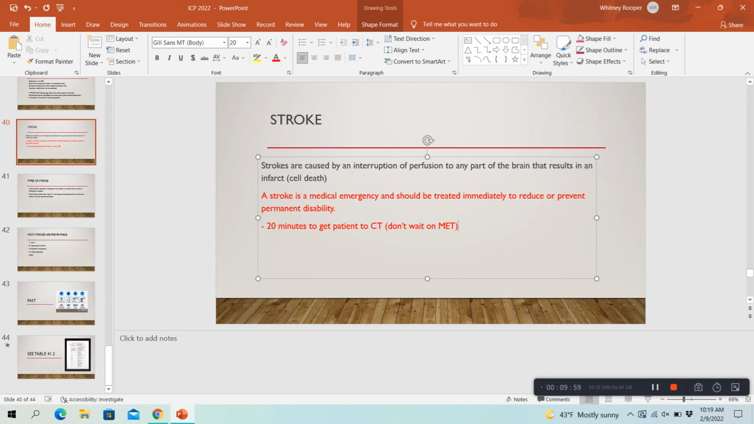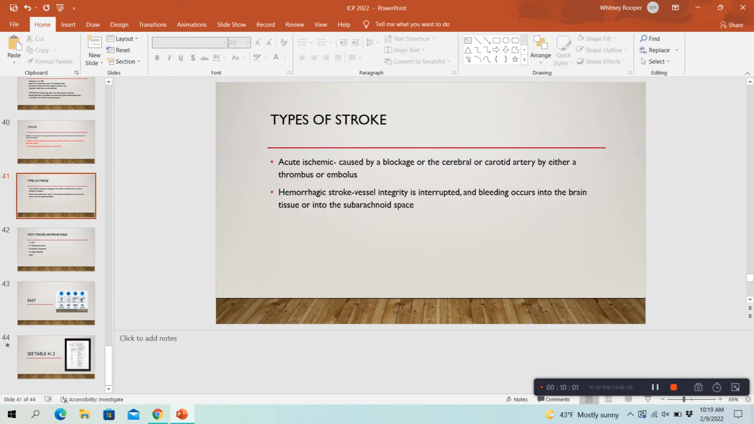Types of stroke. They can be acute ischemic. That's caused by blockage of the cerebral or carotid artery by either a thrombus or an embolus. And what are thrombuses and emboluses? What's different? One's moving.